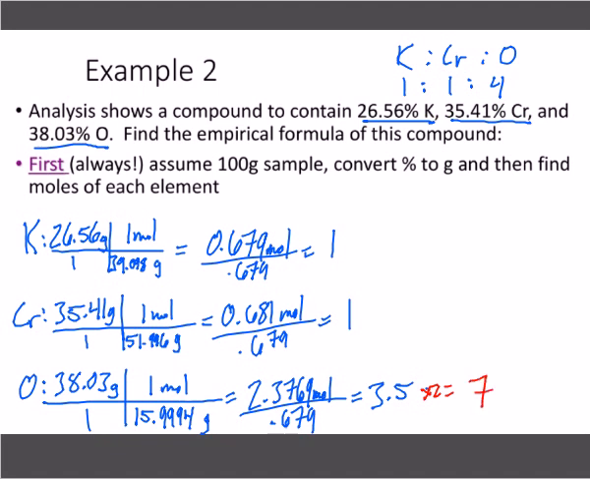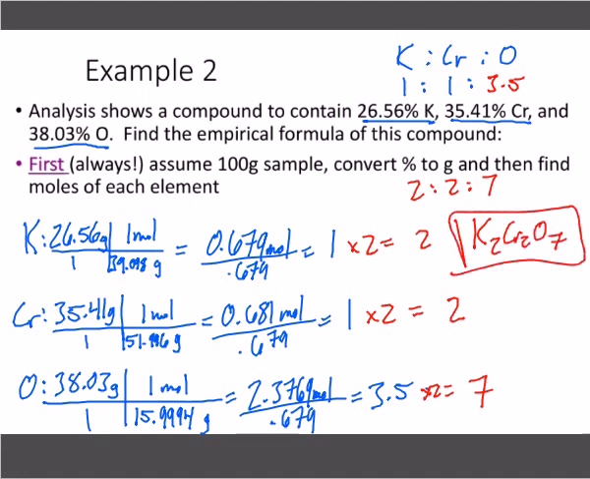So 3.5 times 2 is 7. To keep that same ratio intact, I have to multiply every element by that same thing. Because, guys, a 2 to 2 to 7 ratio is the same as a 1 to 1 to 3.5. You with me? Okay. All I've done is double it. But a 1 to 1 to 4 is not the same as a 2 to 2 to 7. So now my formula for this compound is going to be what? K2Cr2O7. Absolutely. There's my formula.